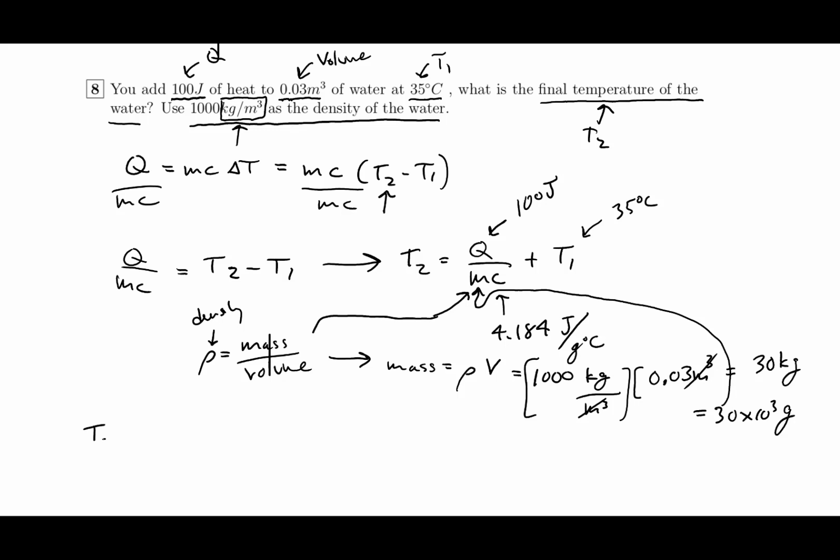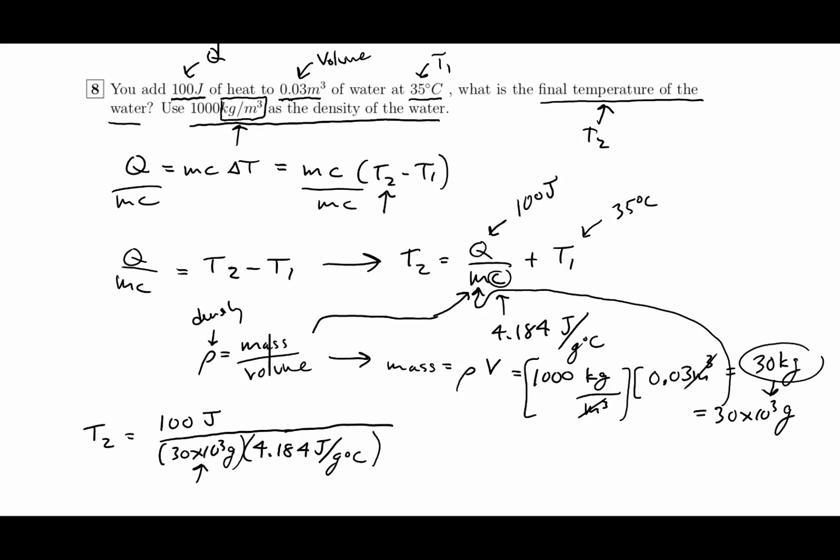So let's rewrite our equation with everything in it. T2 is equal to 100 joules over 30 times 10 to the third grams multiplied by the specific heat, 4.184 joules per gram degrees Celsius. And this is why I converted this mass into grams: we had kilograms over here, but we have grams in our specific heat, and so we need to use grams in our mass so the grams cancel. And then plus 35 degrees Celsius. So the joules are going to cancel, and we're left with degrees Celsius, which is what we would want because we're adding it to a degree Celsius and we're solving for a temperature.